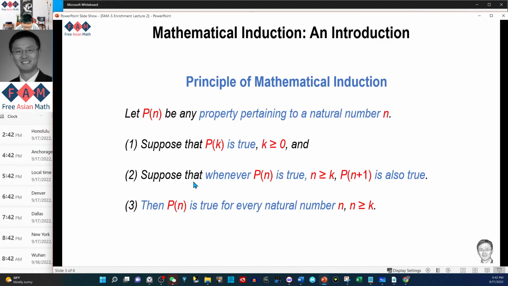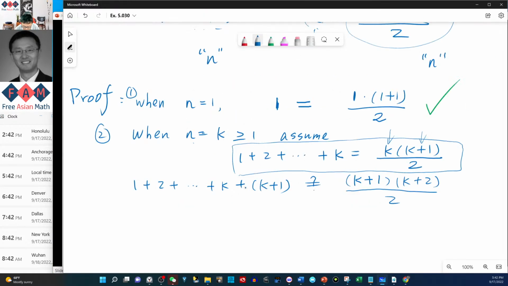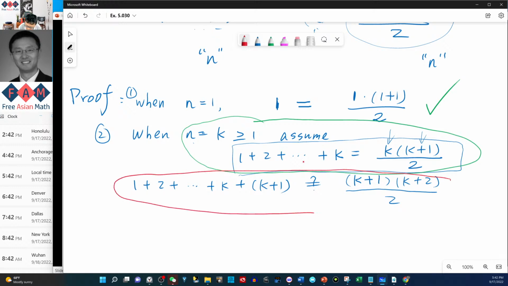this hypothesis thing, right? Suppose that whenever Pn is true, then Pn plus 1 is true. So we suppose that when n equals k, this is true. We assume this is true. Now we need to prove when n equals k plus 1, whether this is again true. That's the thing we need to figure out. Remember, this is an unproven statement yet, and that's what we are going to do.